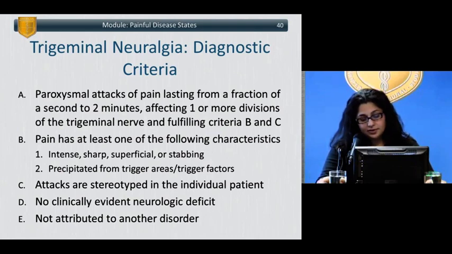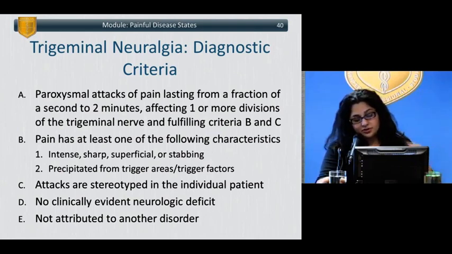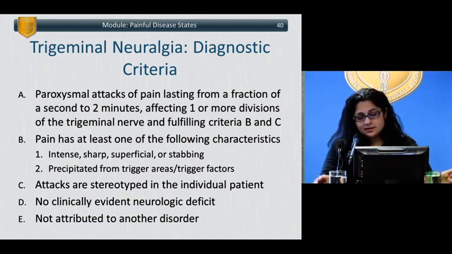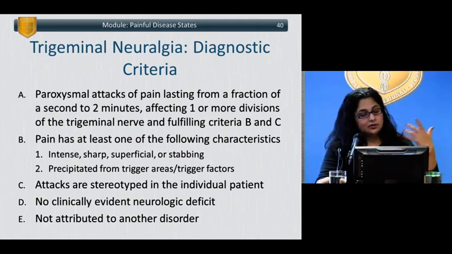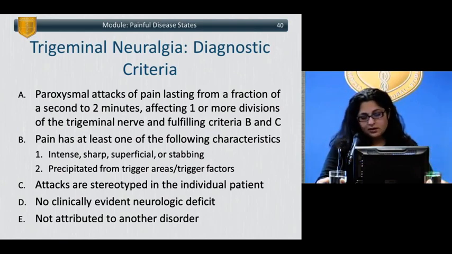It can be triggered by certain trigger factors, such as brushing the face, brushing your teeth, drinking cold water. The attacks are usually stereotyped for that individual patient. Basically, the patient will tell you that every time I have attacks of my trigeminal neuralgia, I get a sharp shooting pain along the lower part of my jaw, and it can be triggered by me drinking cold water. Again, there aren't any clinically evident neurological deficits that can be identified.